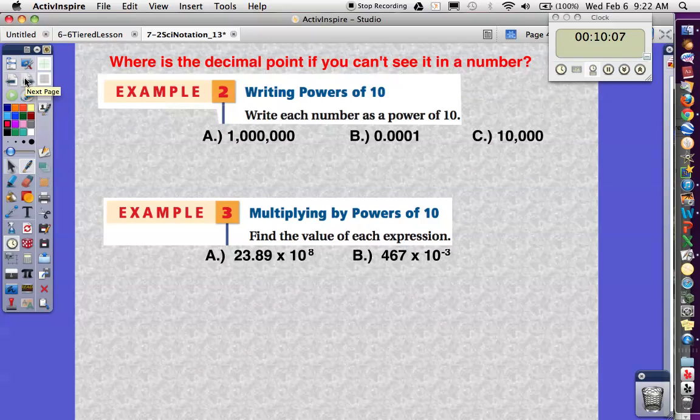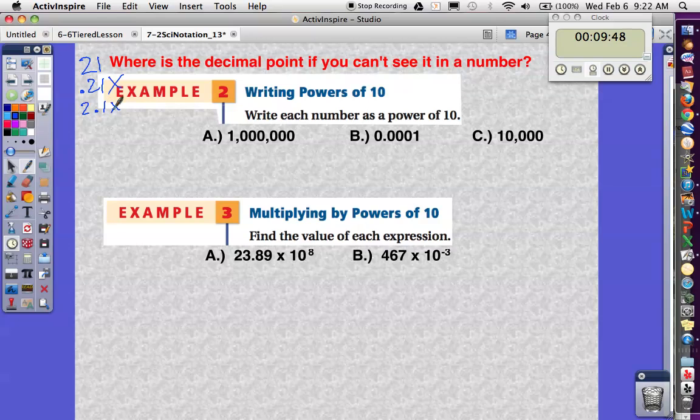So always remember, where is the decimal point if you can't see it in a number? If I had the number 21, where would my decimal point be? Is it before the 2? Is this the same thing as 21? No. Is it between the 2 and the 1? Is that the same thing as 21? No, definitely not. These are not equivalent.